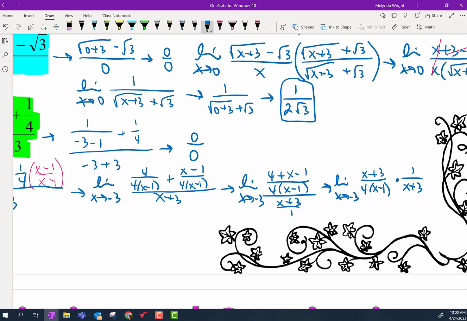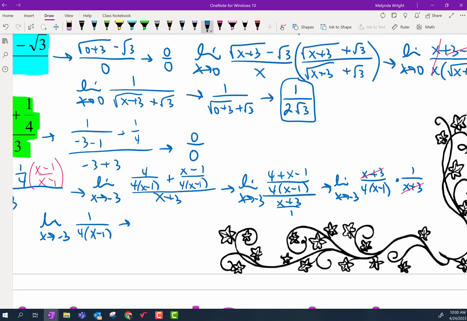Does anyone see anything we can do to reduce this fraction? What can we do? Cross out the x plus 3's because it's a product. That's perfectly legit. If I was adding those, that would not be legit, but I'm multiplying them, so it's legit. I can cross those out. So let's rewrite the limit so we can finish it up. The limit as x goes to -3. In the numerator, I'm left with a 1. In the denominator, I'm left with a 4 times x minus 1.